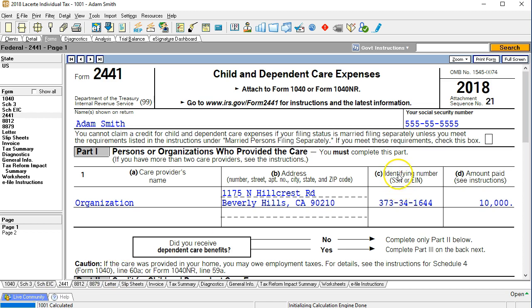Note that it may be in the form of a social security number or an EIN number, depending on the organization we're dealing with. If we're dealing with an organization, it's probably in the format of an EIN number, which is an employer identification number. If we're dealing with an individual, then it's going to be in that social security number format typically.